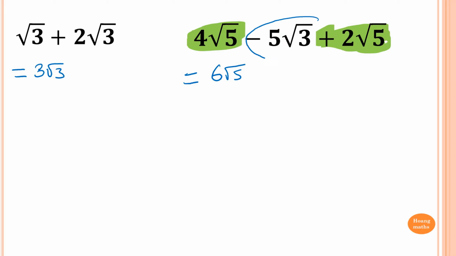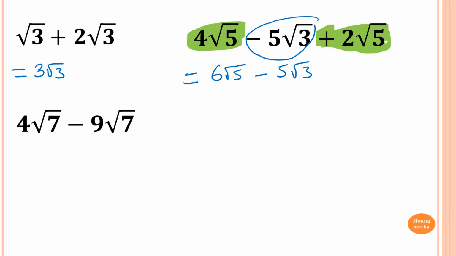And then minus 5 root 3, there's no like term, so I just write it down. So minus 5 root 3. Okay, very simple. Same as 4x plus 2x is 6x, and then minus 5y, I can't do anything, just write it down.